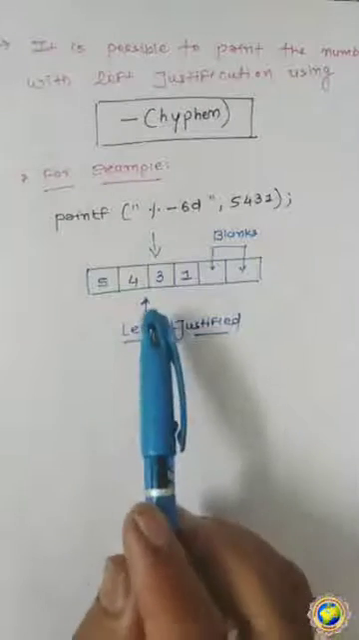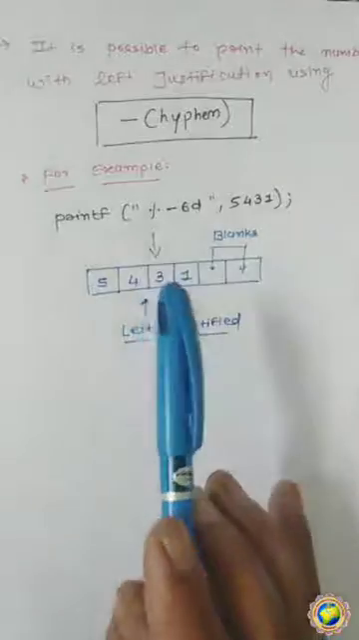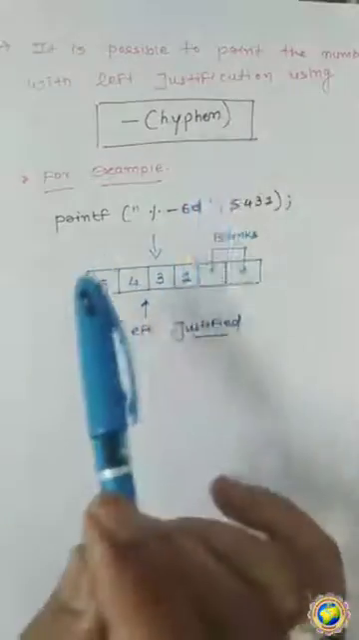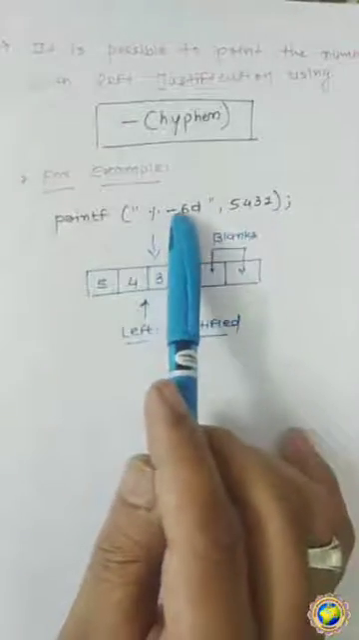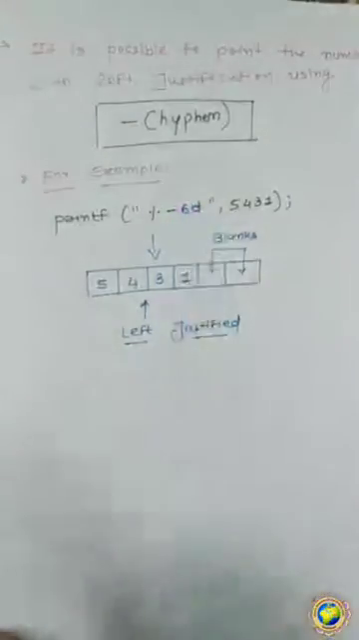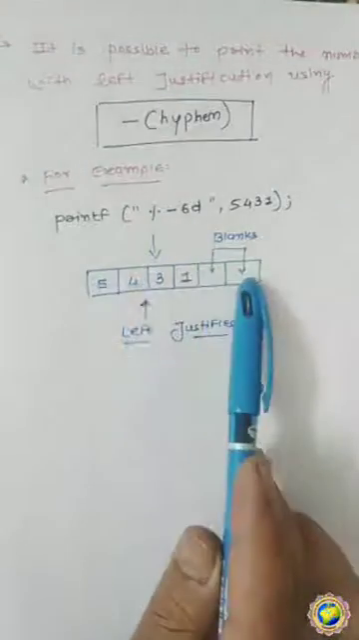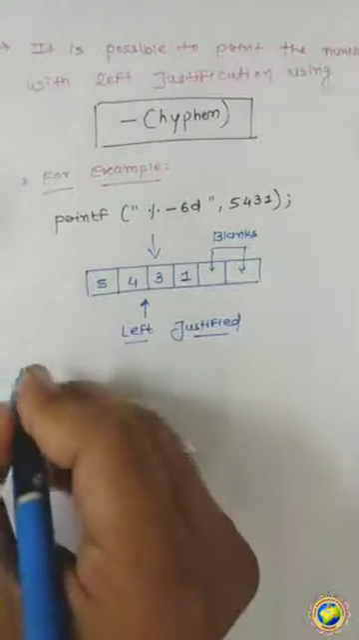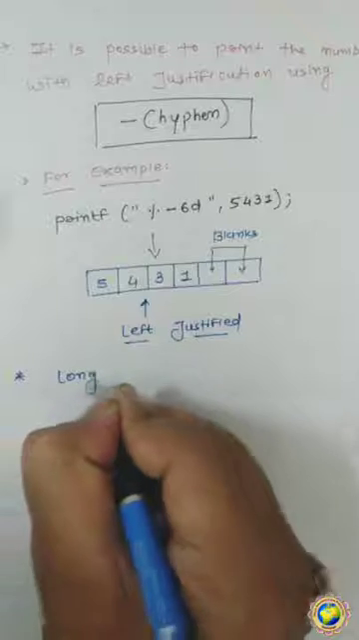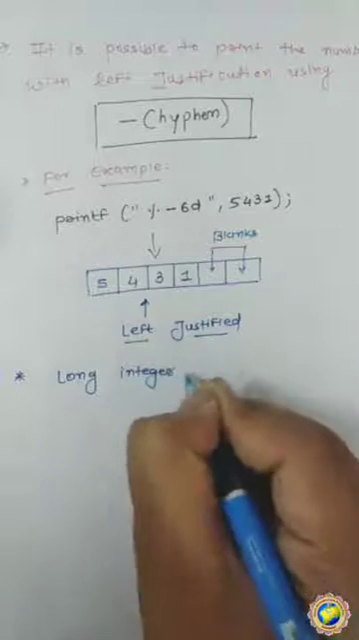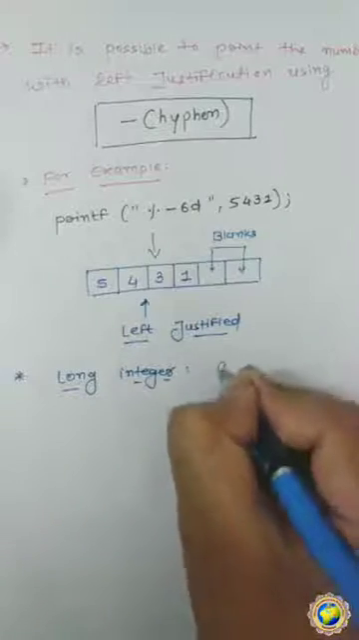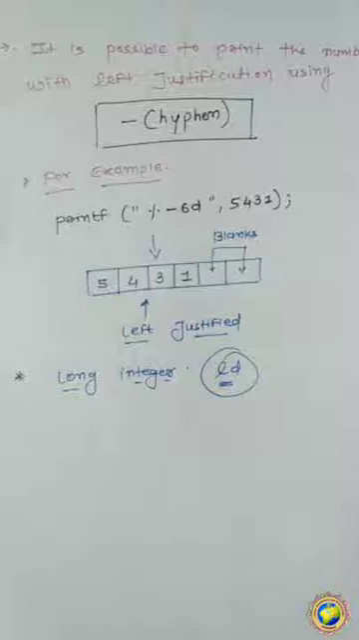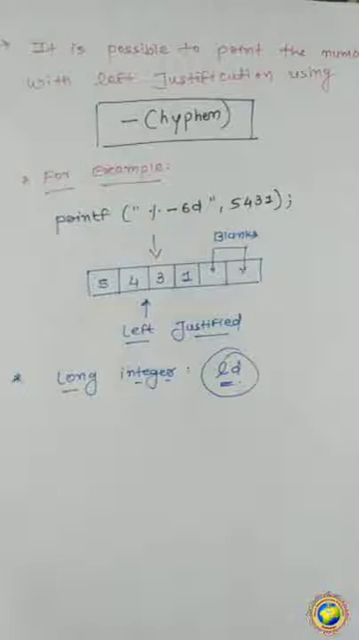We can write the string left justified using the hyphen symbol. When we write a hyphen before the particular width size, the width size is the same, but the characters which are printed are in left justification. Okay, so if you use a long integer, then you have to use %ld. ld is used for long integers.